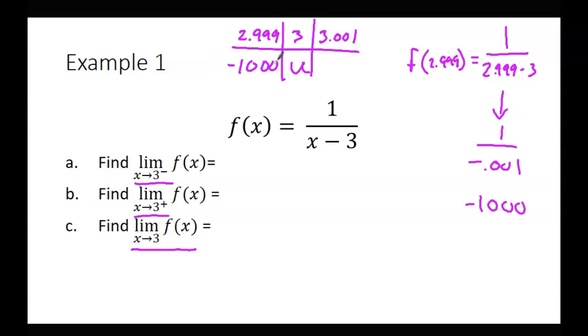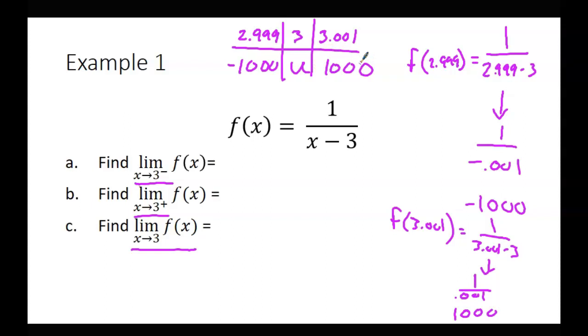Let's do the same thing with 3.001. So what I'm doing is plugging in, I can't plug in 3, but I'm plugging in something really close to it to see what this function is doing as I get closer and closer to 3. All right, so let's try 3.001. 1 over 3.001 minus 3. That's going to be the same thing, but the positive version of it.